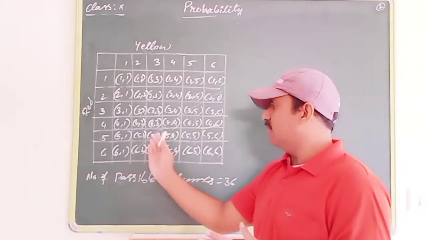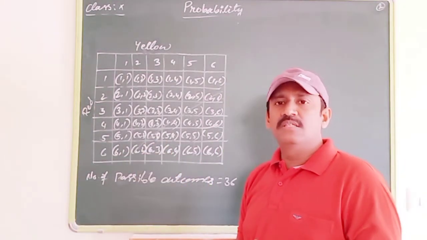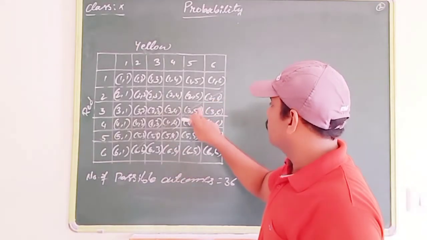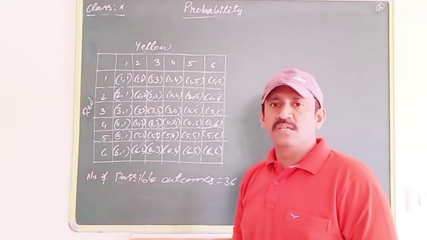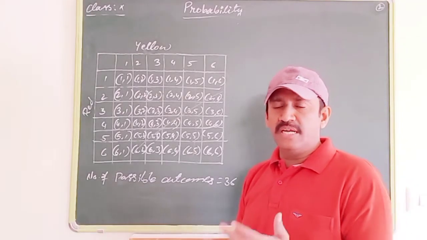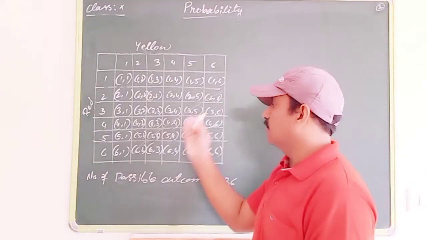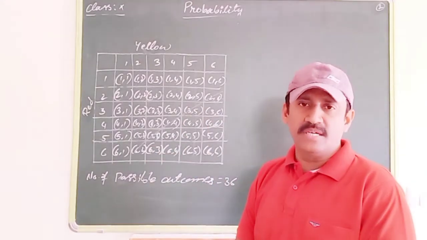In the remaining cases, you should not get the top faces equal to 8. So only these 5 cases. Can you tell me what is the answer now to get the sum on the dice equal to 8? Yes, we have a total of 5 cases out of 36. So 5 by 36 is our answer.